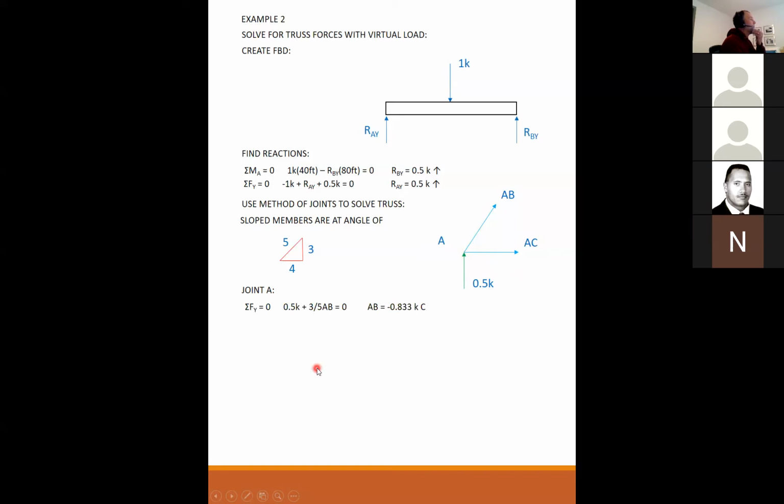Okay? Everybody all right with the quickie way of getting your components? Anything at an angle is going to be 3/5 or 4/5, depending on which component you're looking for.